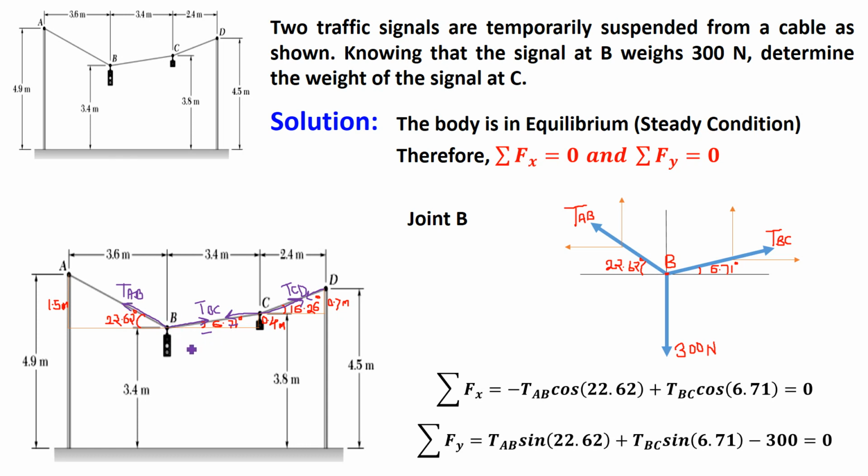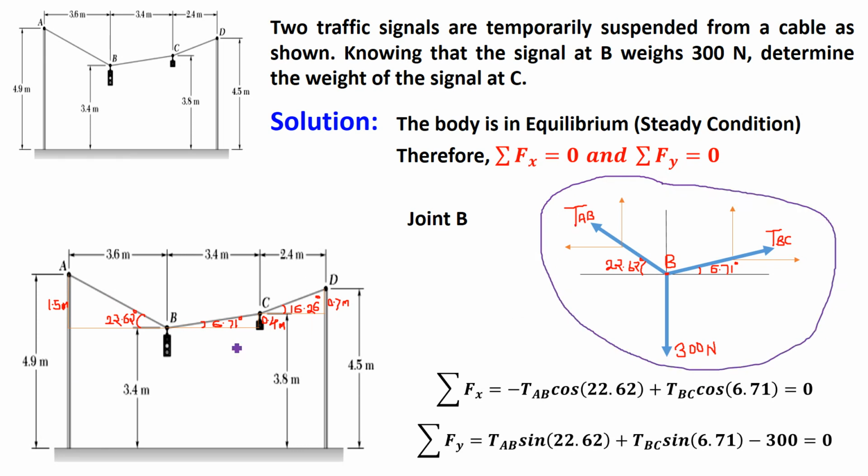Okay. Now if you break the cables and consider joint B, if you break it, all three segments, so this is joint B and joint C you can draw separately. If you look at this figure, we have drawn joint B separately. Now at joint B, the first force is the weight of signal B, which is given to us, 300 Newton.